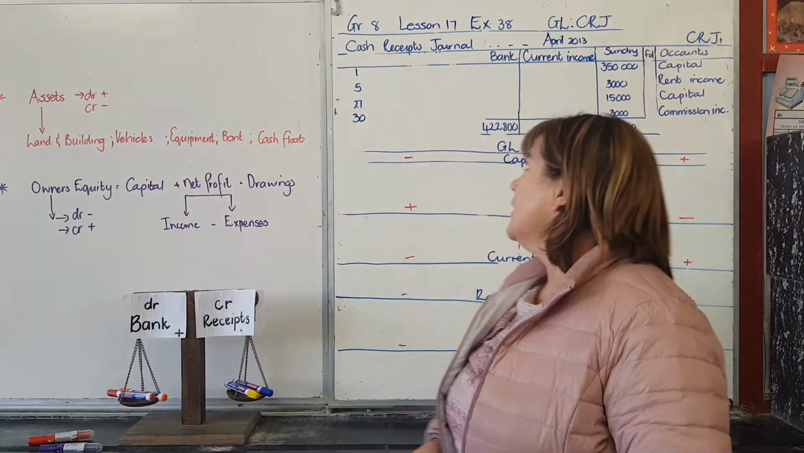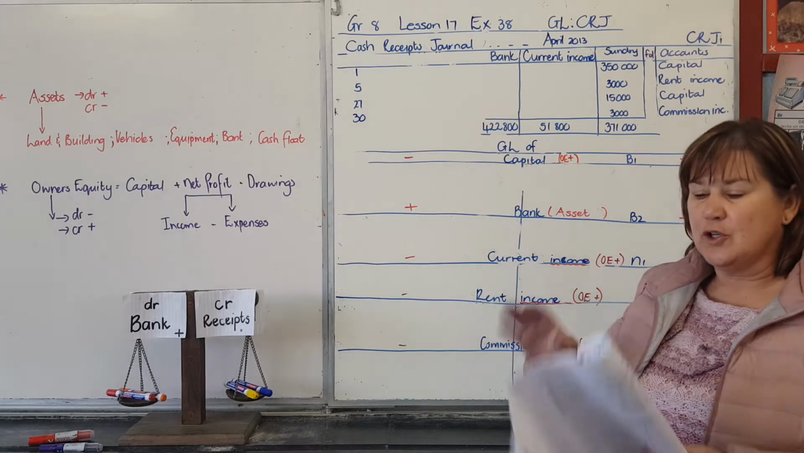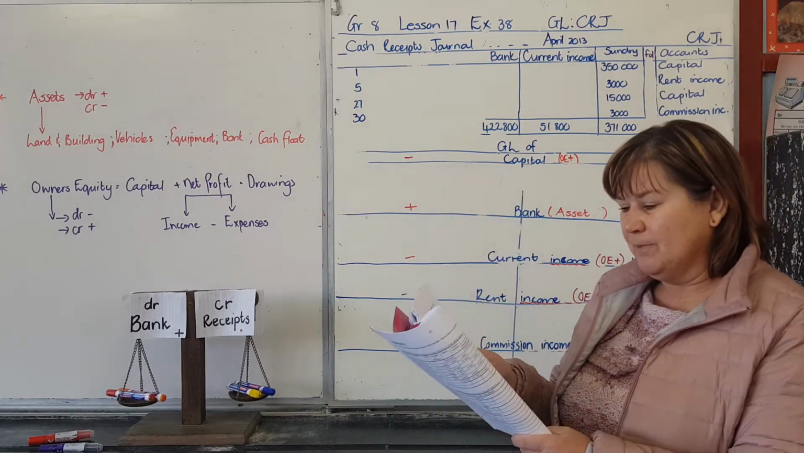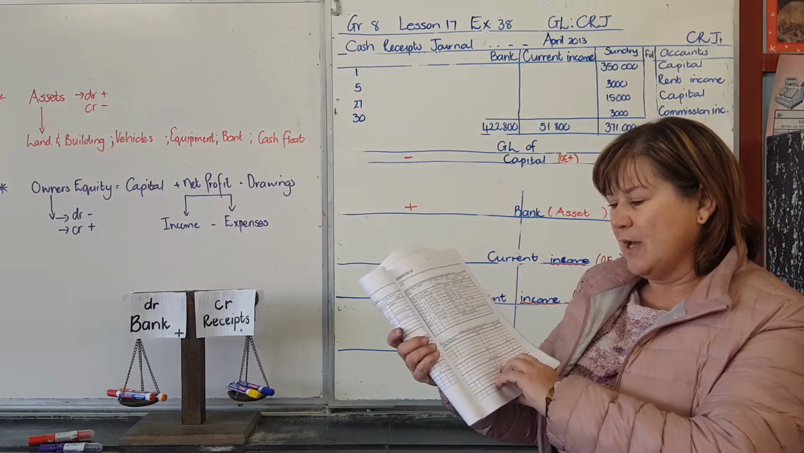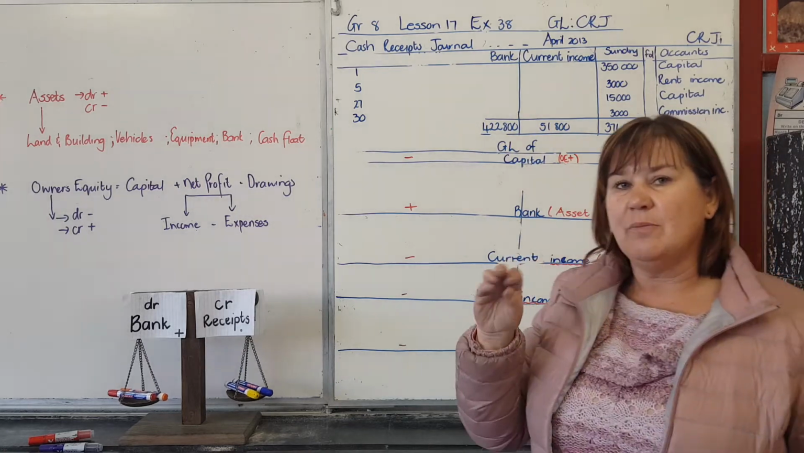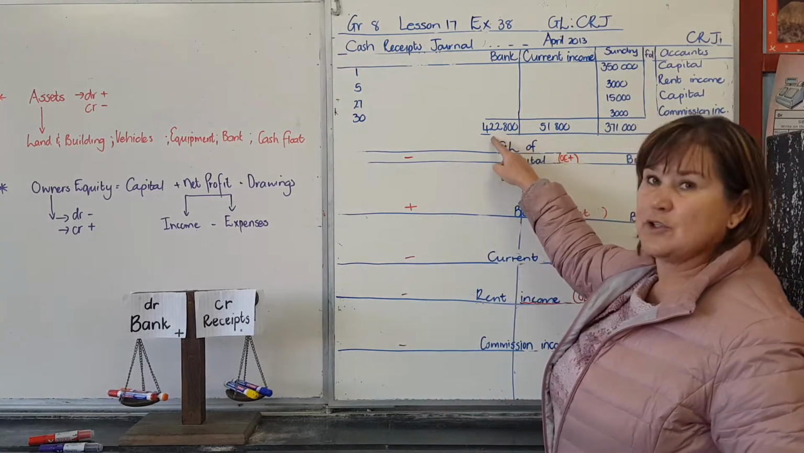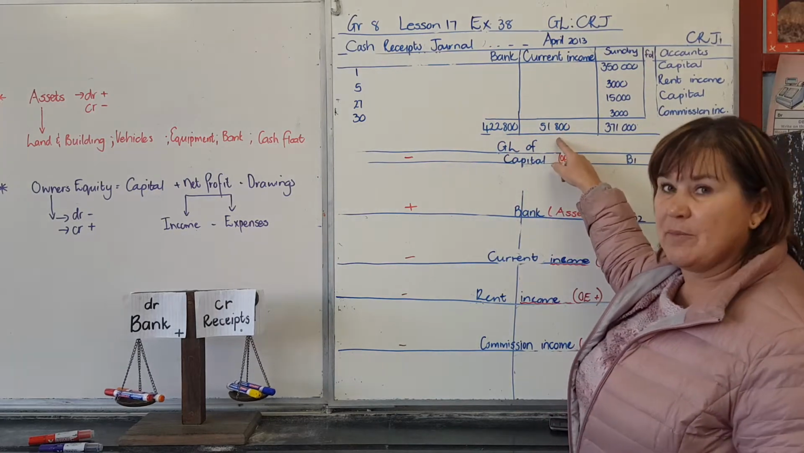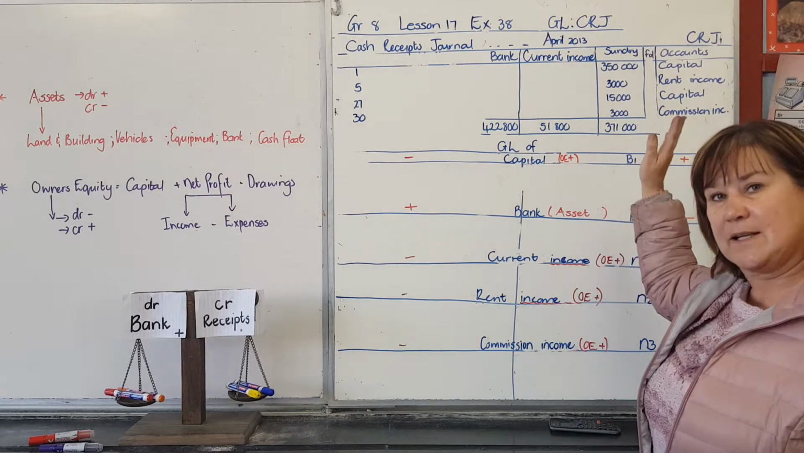All right. So let's quickly look at this one. Your cash receipts journal, you do have it in front of you. They've done it. You had to do the general ledger. So I just copied the cash receipts journal, but only the important part. So that will be bank, the total, current income, the total, and my sundry accounts, the amounts and the details.